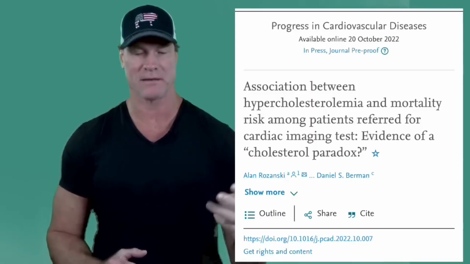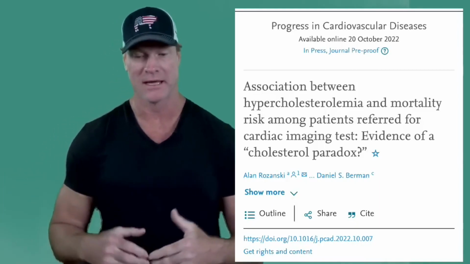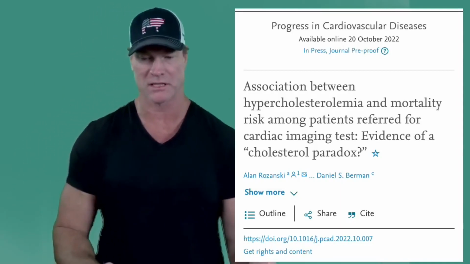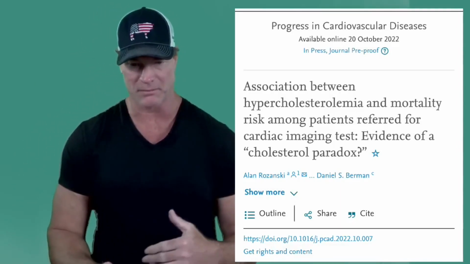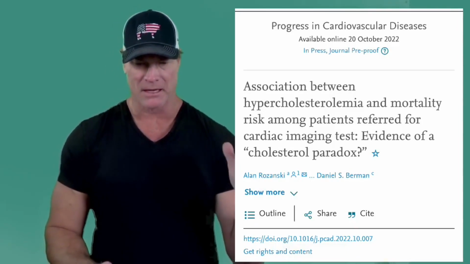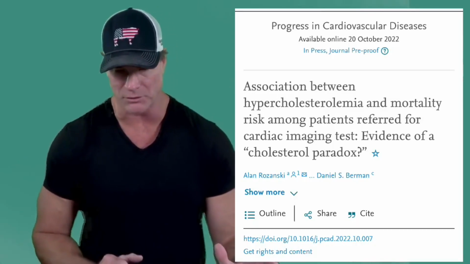Okay, another study just came out looking at the relationship between high cholesterol and mortality, cardiovascular mortality, total mortality. It is entitled The Association Between Hypercholesterolemia and Mortality Risk Among Patients Referred for Cardiac Imaging Test, Evidence of a quote-unquote cholesterol paradox. And so what they did, this study was published in the Journal of Progressive Cardiovascular Disease. Main author, Alan Rosansky, primary or senior author, Daniel Berman.